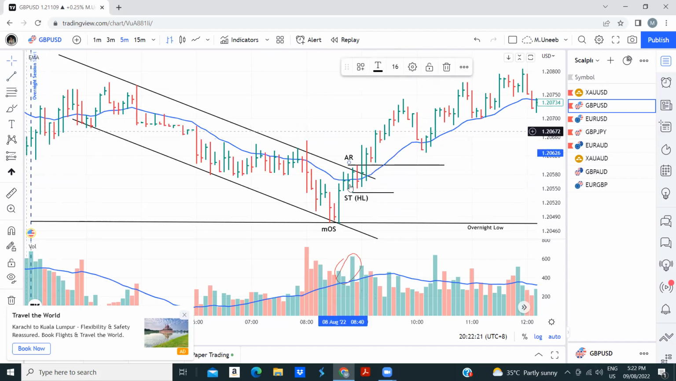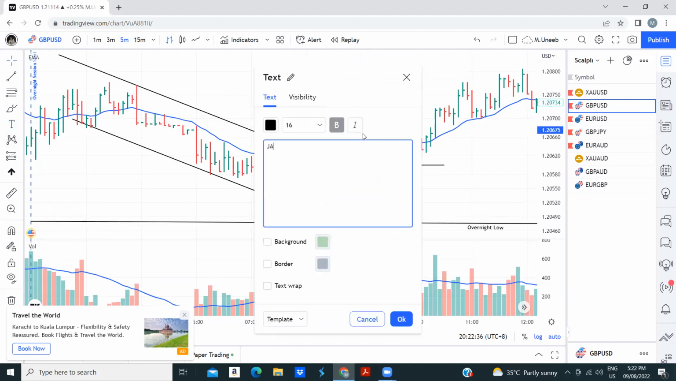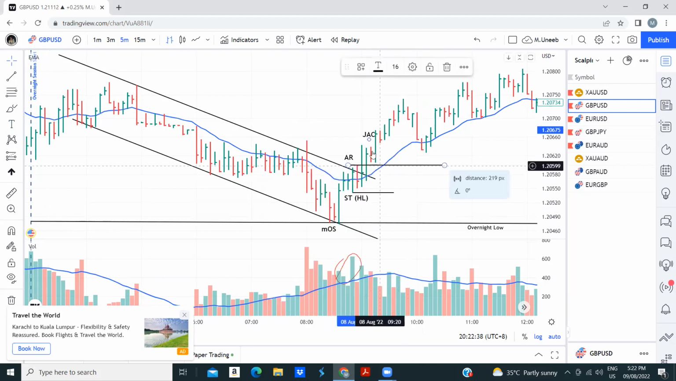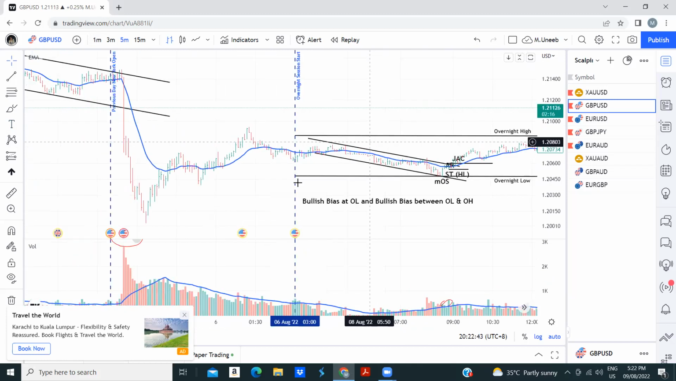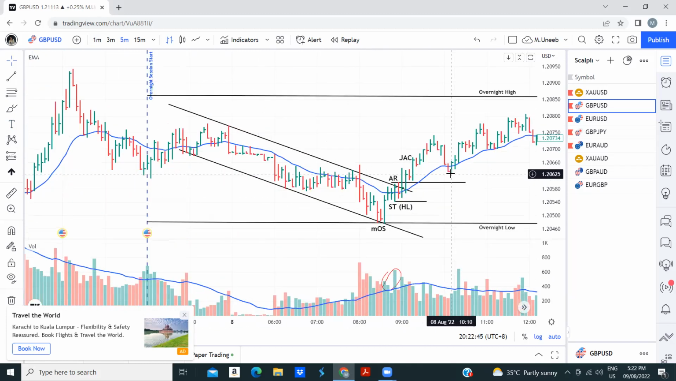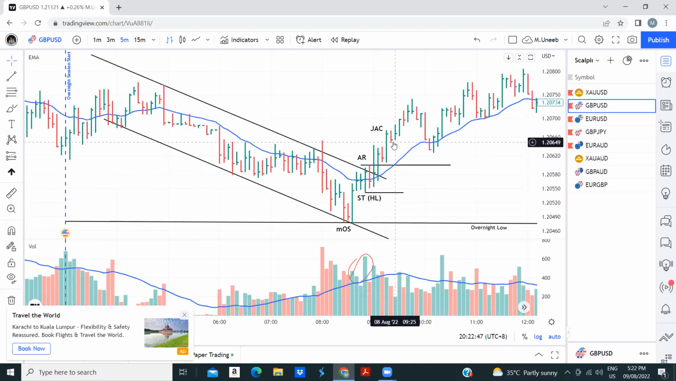What do we call this? You can see as we go up, the volume is increasing up till here. Later on the volume is decreasing, but in the initial phase the volume is increasing, and the spread is also increasing. So this becomes JAC. We are coming out of the accumulation. So this forms another accumulation. We have a bigger accumulation and we have a small accumulation. So the long-term bias and the short-term bias at the overnight low is what?